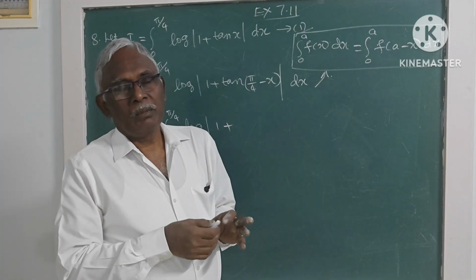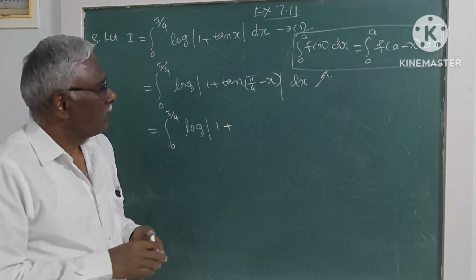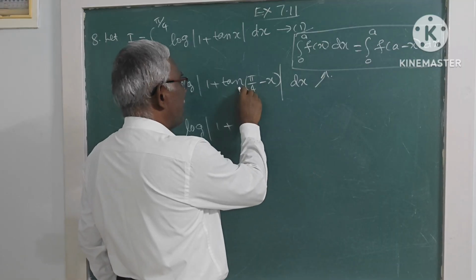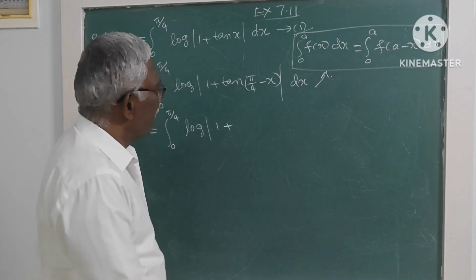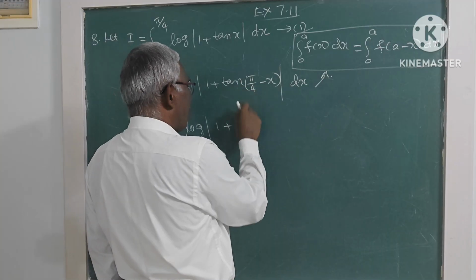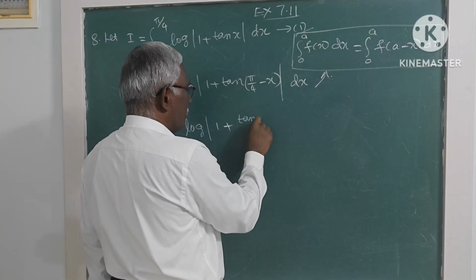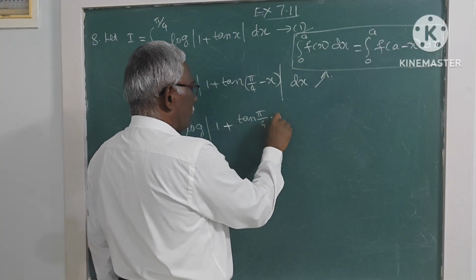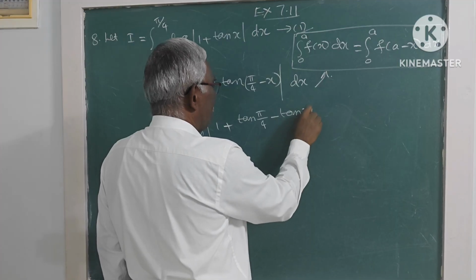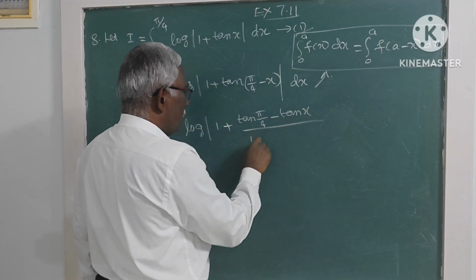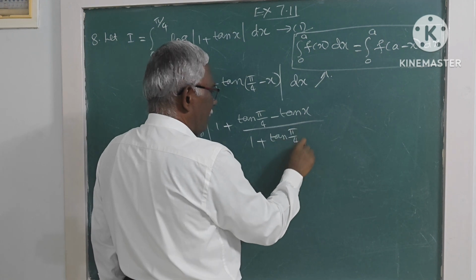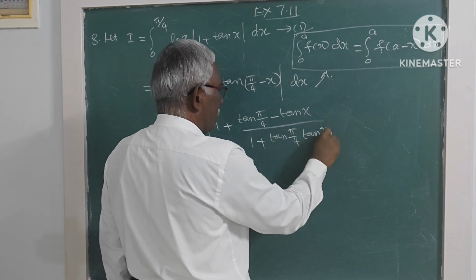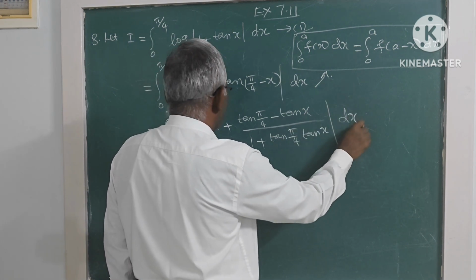So you should know the formula tan of a minus b. Tan of a minus b is tan a minus tan b by 1 plus tan a tan b. Tan a, tan 45 minus tan x by 1 plus tan 45 tan x, dx.